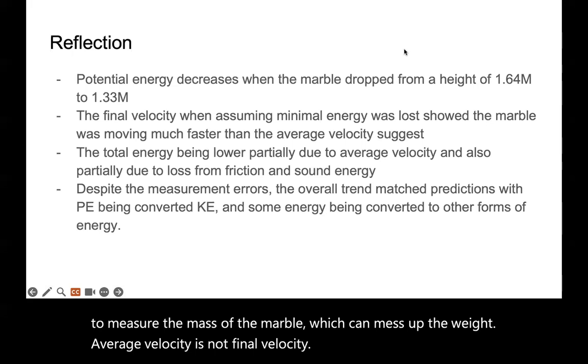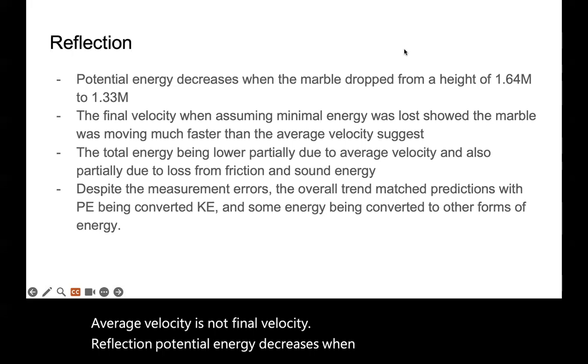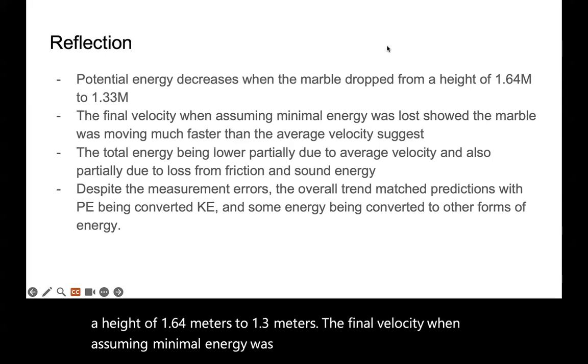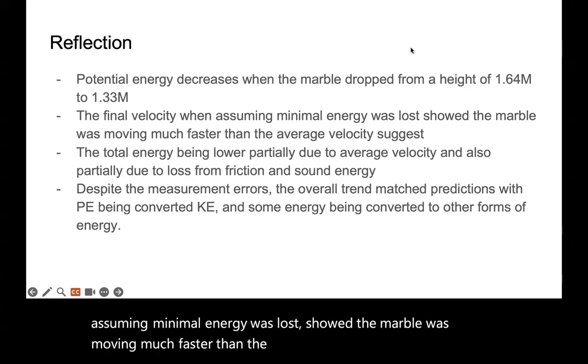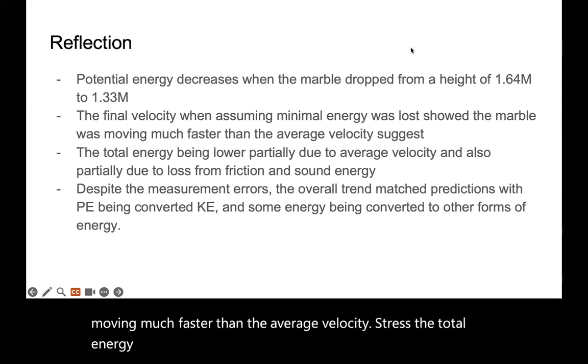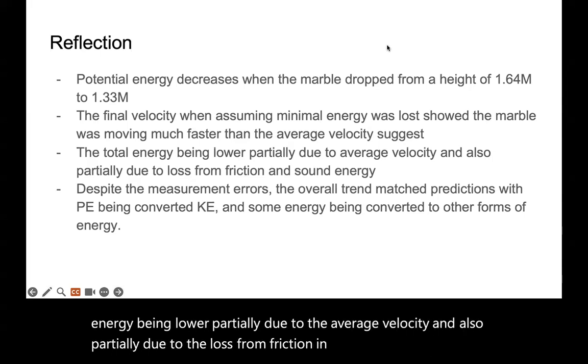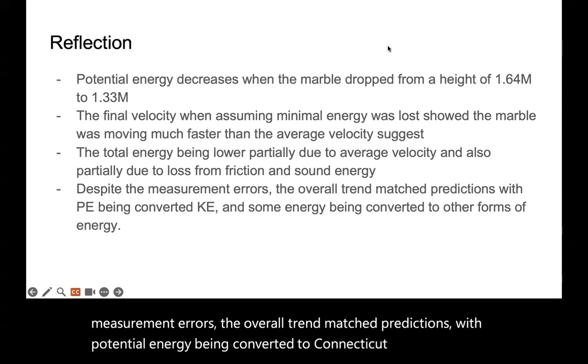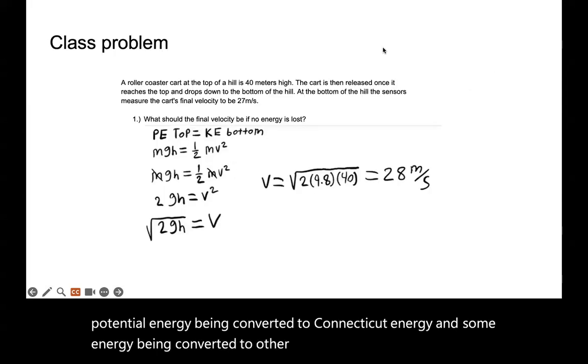Reflection. Potential energy decreases when the marble dropped from a height of 1.64 meters to 1.33 meters. The final velocity, when assuming minimal energy was lost, showed the marble was moving much faster than the average velocity suggests. The total energy being lower is partially due to the average velocity and also partially due to the loss from friction and sound energy. Despite the measurement errors, the overall trend matched predictions with potential energy being converted to kinetic energy and some energy being converted to other forms of energy.